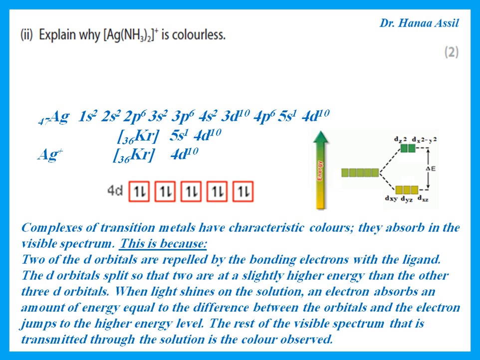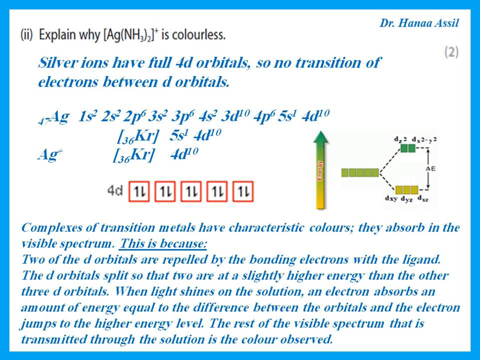So long as the d orbitals are incomplete, then an electron can absorb energy, move to the higher d orbitals, and that causes a color. But why is it that the silver complex is not colored? That is because all the 4d orbitals are complete, so there is no transition of electrons between the d orbitals, so no energy is absorbed and there is no color seen for this solution.